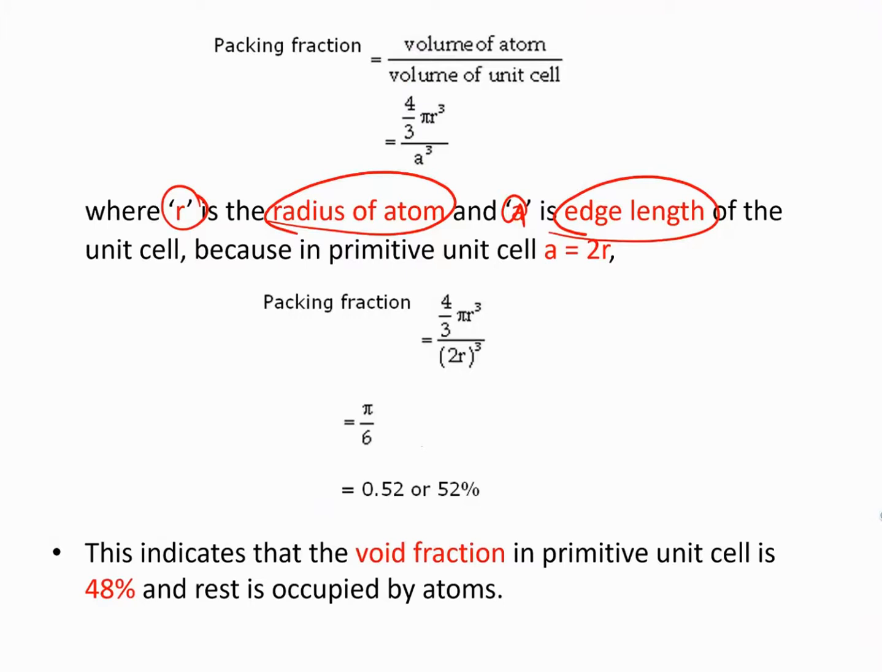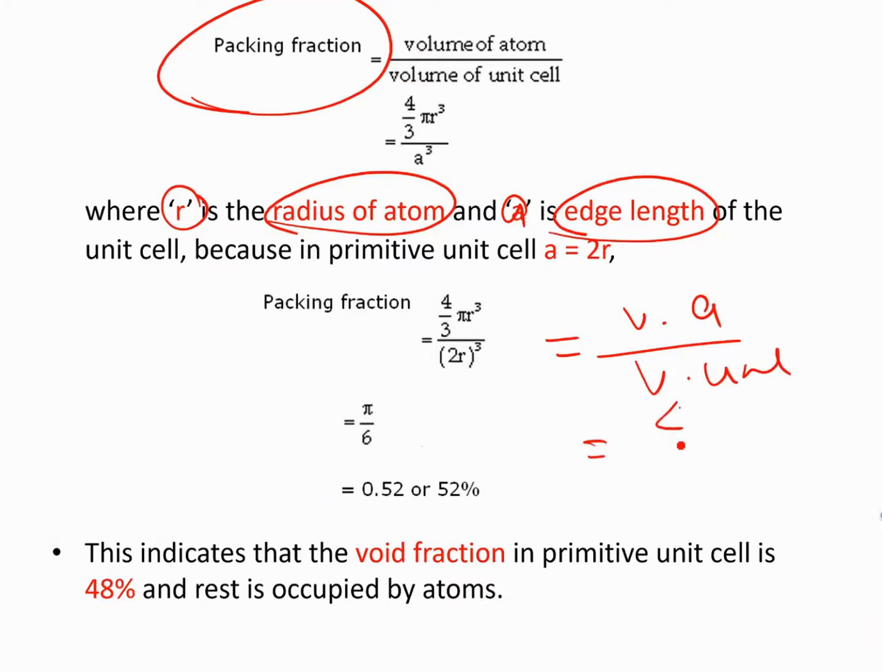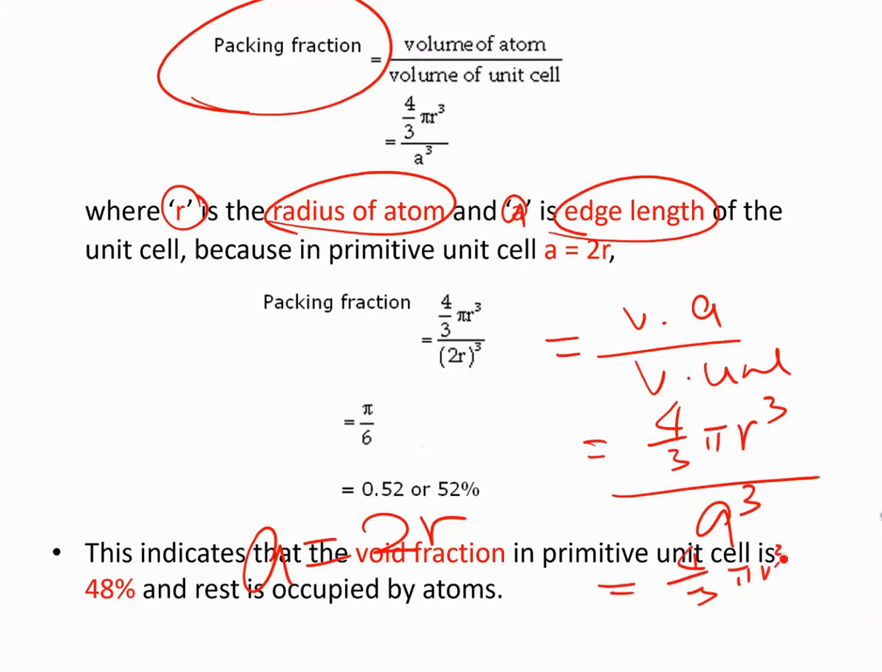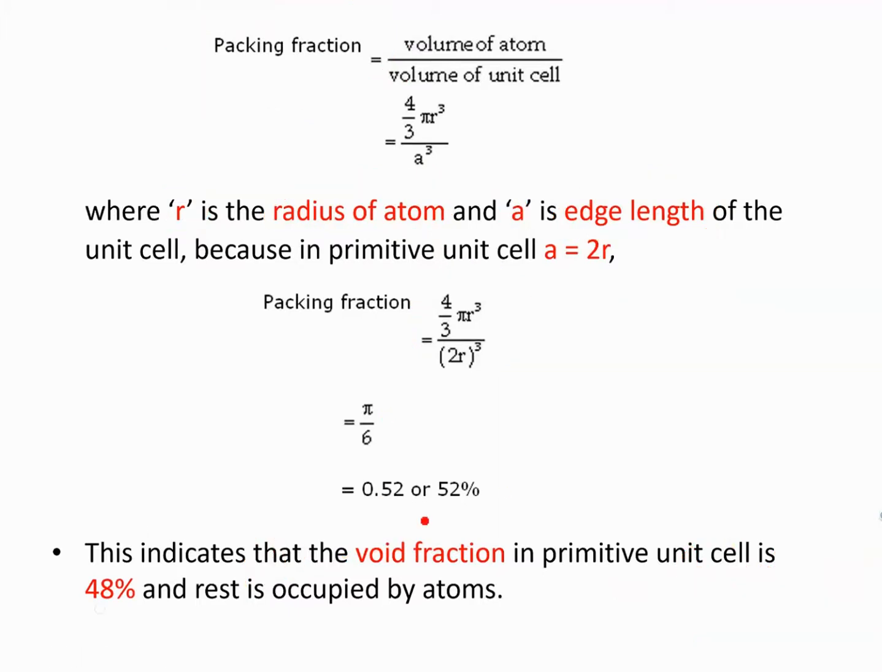But because now we are working on the simple cubic, we have to find the packing fraction. So basically, the packing fraction equals volume of atom over volume of unit cell. For volume of atom, very simple, 4/3 pi r to the power of 3. Then the volume of unit cell is a to the power of 3, right? And now we know that A equals 2R. So it equals 4/3 pi r^3 over (2r)^3. Then you solve it, you get pi over 6. Then you get the percentage is 52%.